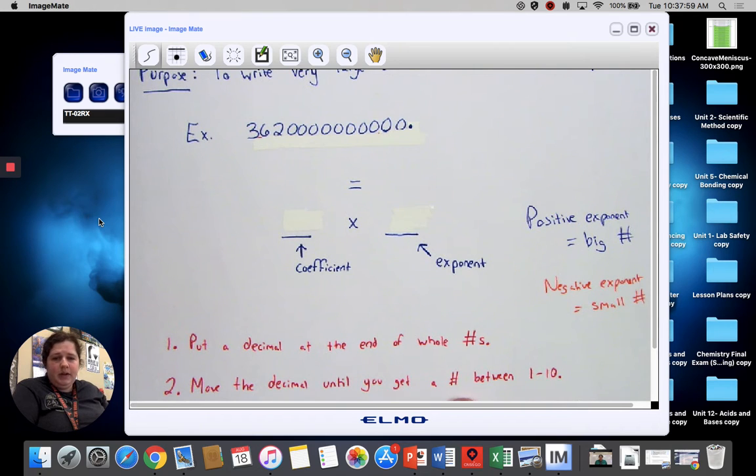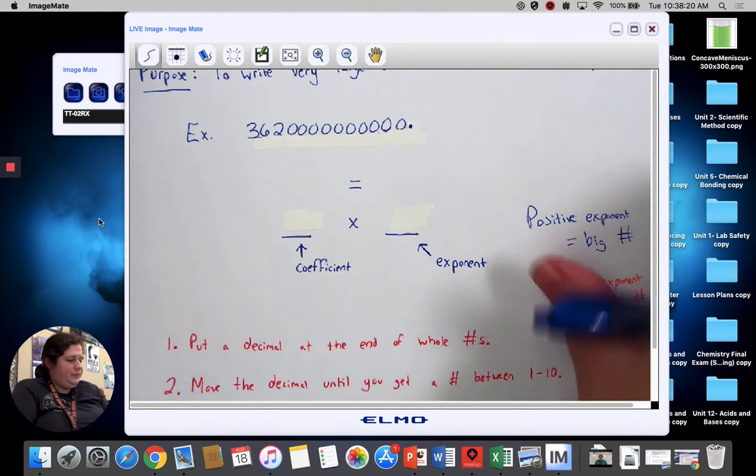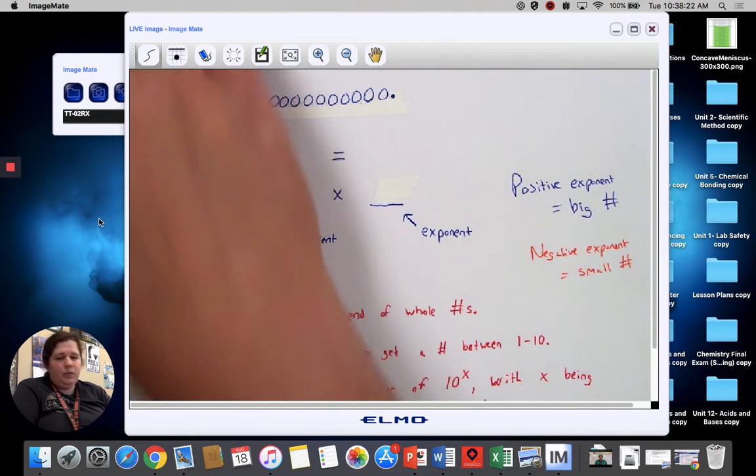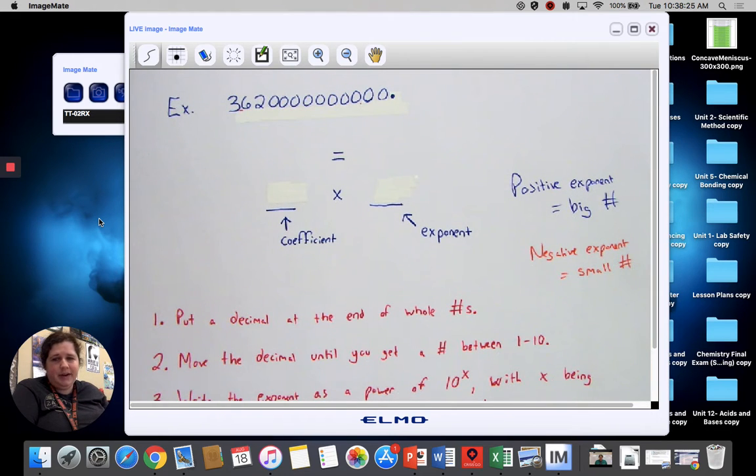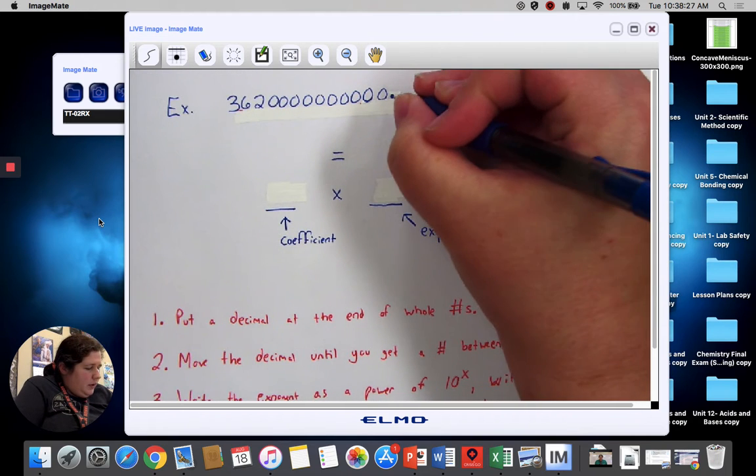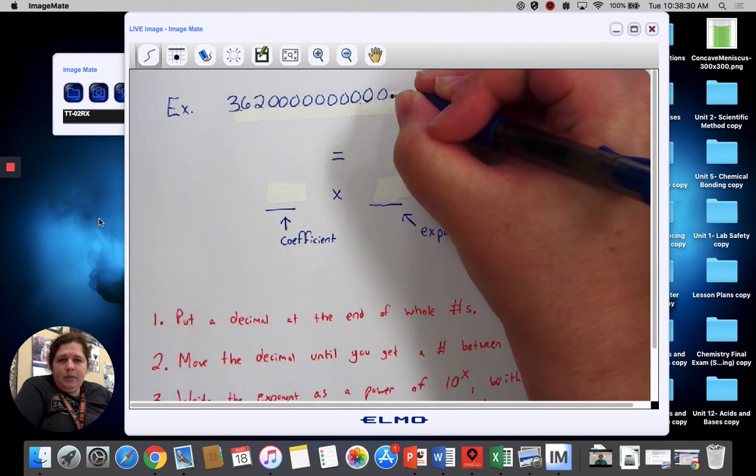Step two, we're going to move the decimal until you get a number between 1 and 10. Whether it's a big number or small number, as long as it is a number between 1 and 10, meaning 1.0 all the way up to 9.9, then we're good. The main thing is it cannot be 10 or greater. It has to be a little bit less than 10. So we have to have just one digit to the left of the decimal place. I'm going to move this decimal until I find a number between 1 and 10.